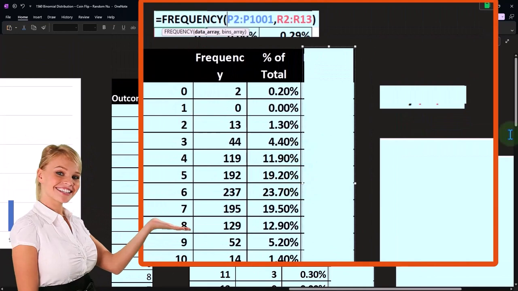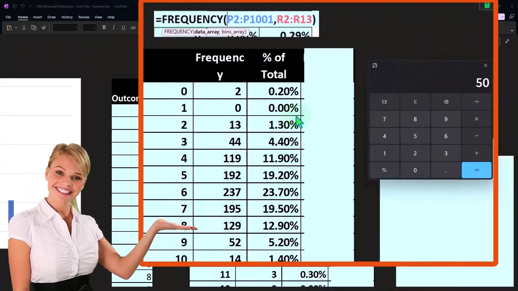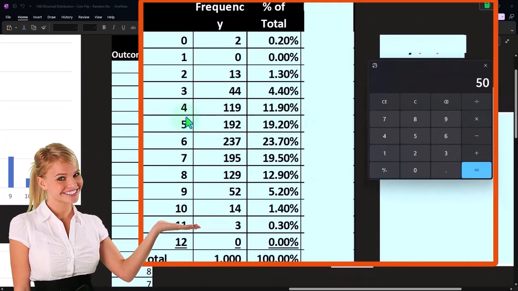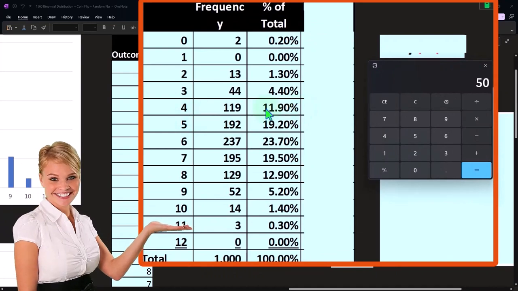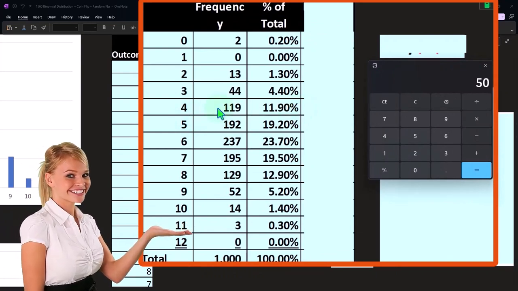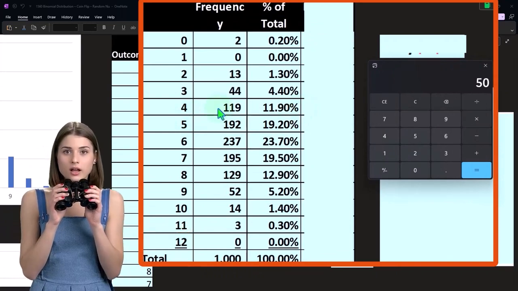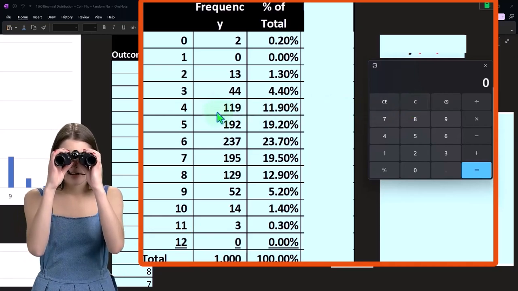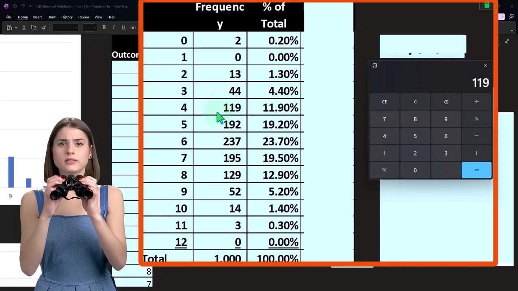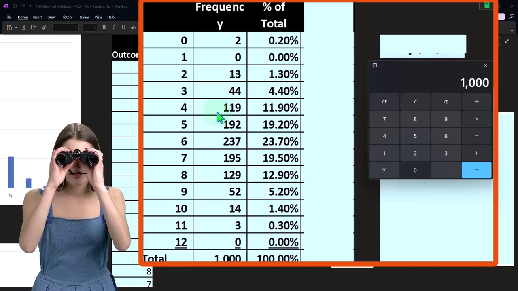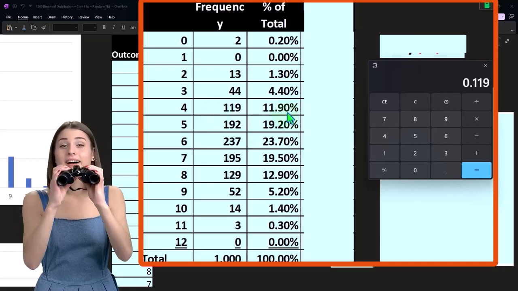Then we can also look at the percent of the total. So for example, what's the percent of times that we got 4 successes or heads out of the 1,000 trials that we did? Well, we have 119 divided by 1,000, and that's going to give us the 11.9.